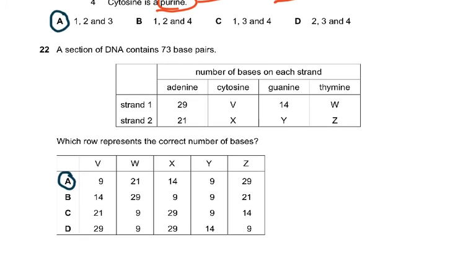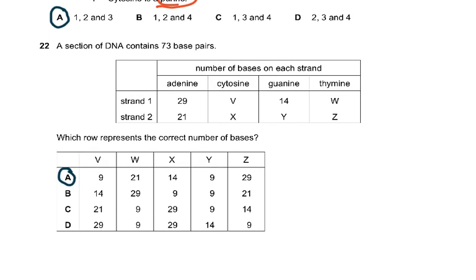Question 22, the last question that we do here. A section of DNA contains 73 base pairs. Okay, we'll leave this for the second video. I complete this video here and we'll continue it in the second video from question 22 onwards. And thank you very much.